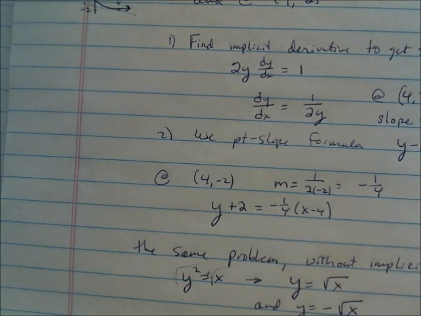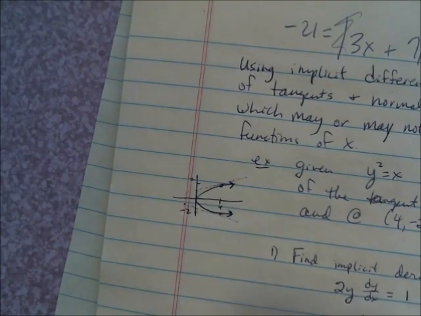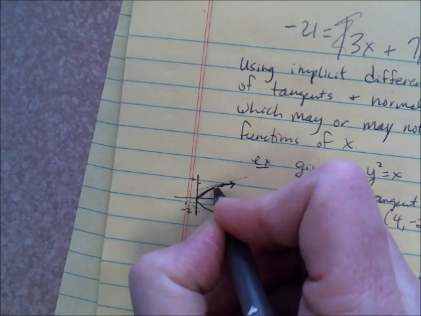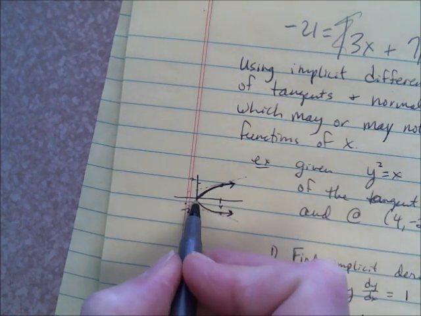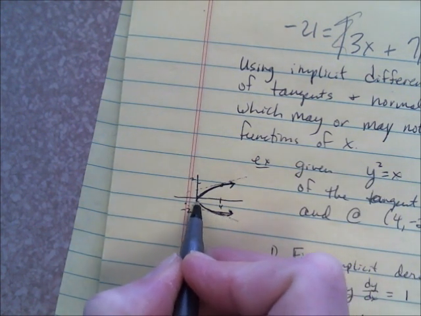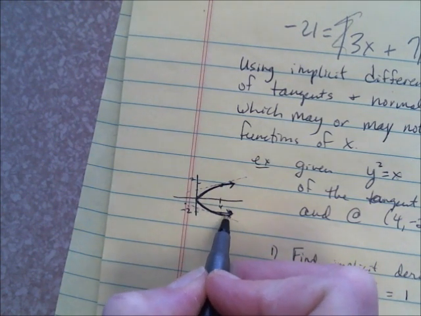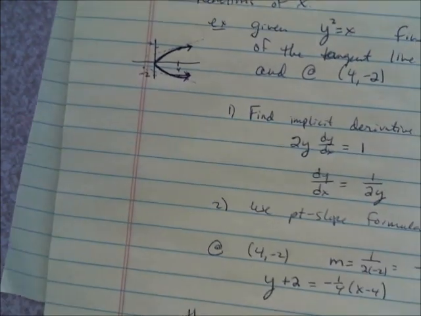So this is why this is not even a function, because up here in this graph, this part of it is the y equals the square root of x part, and this part down here is the y equals the negative square root of x. So we've actually got two parts to this graph, which isn't a function.